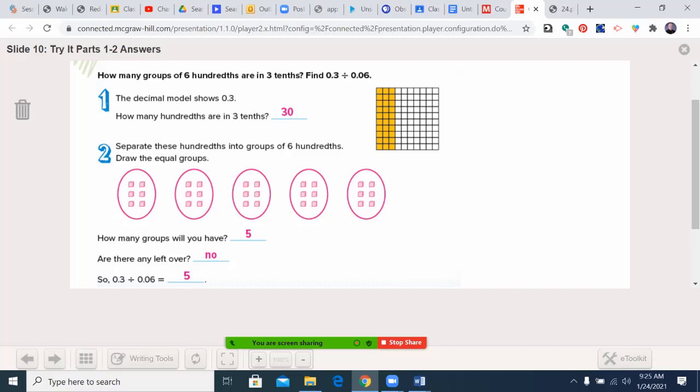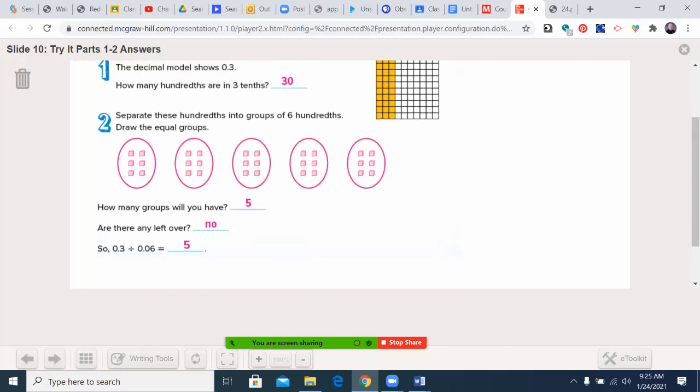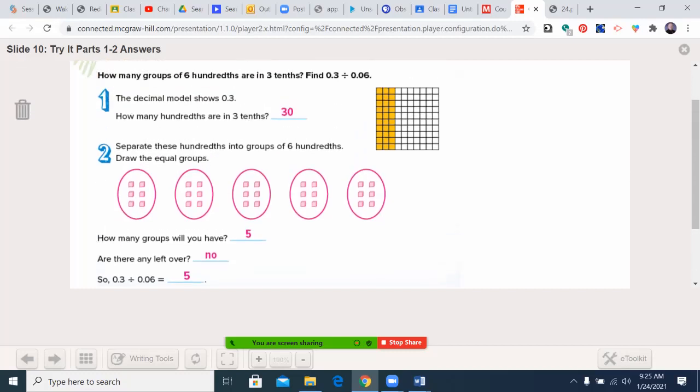Now I could separate these into groups of 6 hundredths. And if I was drawing these out, I would start with them this way, and then keep doing it until I get to 30. And that will leave me with 5 groups with none left over. So my quotient would be 5. We're just using smaller pieces. The skill stays the same.